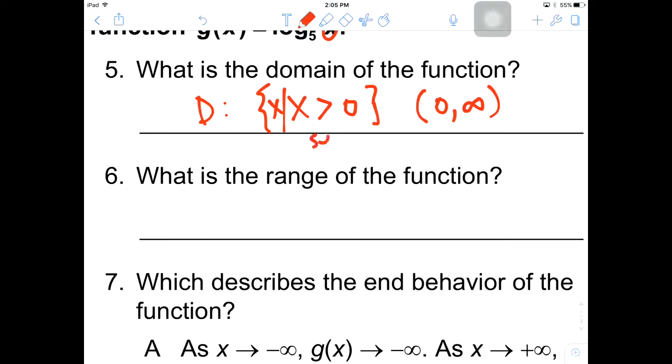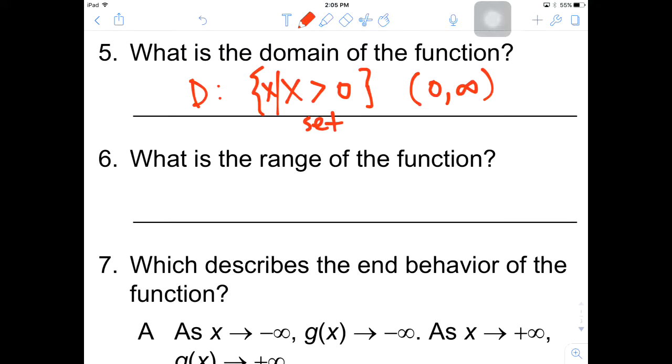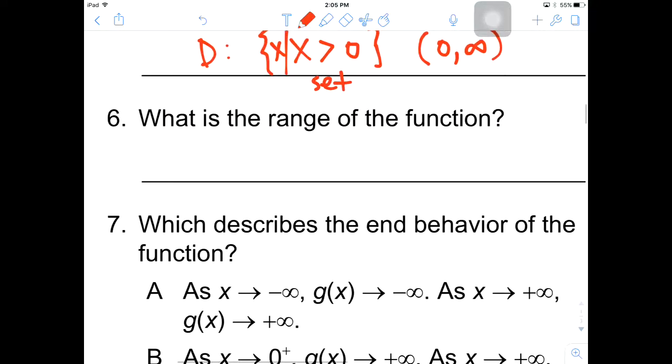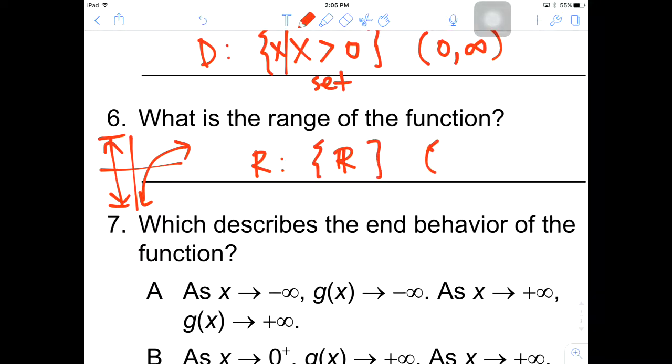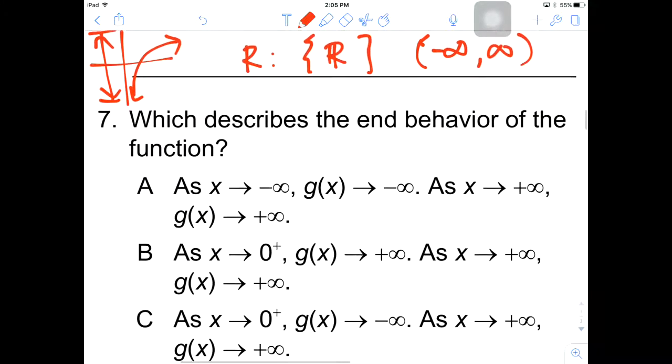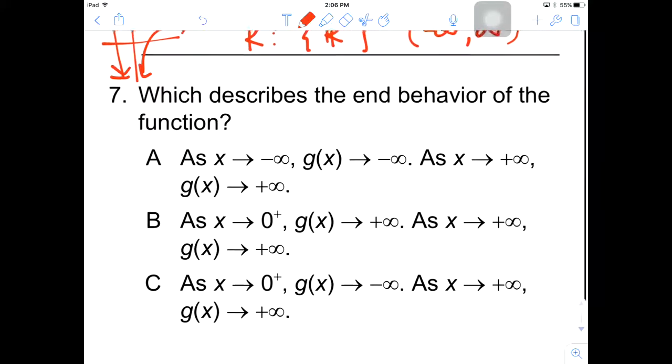And this is the set notation right here, if you use the brackets. Number 6, what is the range of the function? As you know, any logarithm function goes in this shape, and so there is no restriction to the range since it can extend all the way up or down. So the range is the set of all real numbers, or you can use -infinity to infinity to represent that as well.